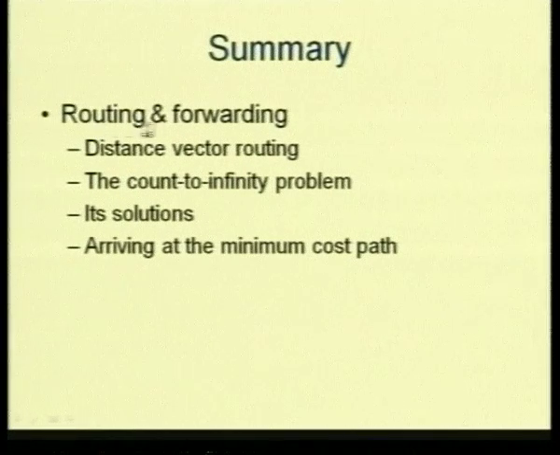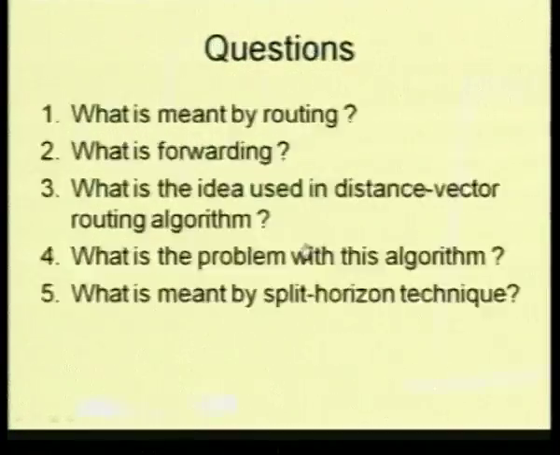To summarize, let us look at what we have looked at today. We have looked at the idea of routing and forwarding, and in routing we have looked at one particular algorithm, which is the distance vector routing algorithm. We saw how this basic algorithm works, and we also looked at the problem that it could run into, the count to infinity problem, and we also saw a couple of solutions to that problem. And we saw how this can be used for arriving at the minimum cost path.